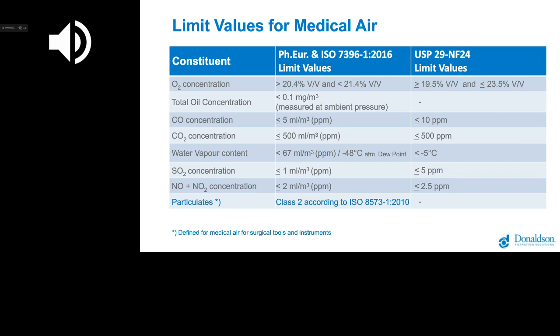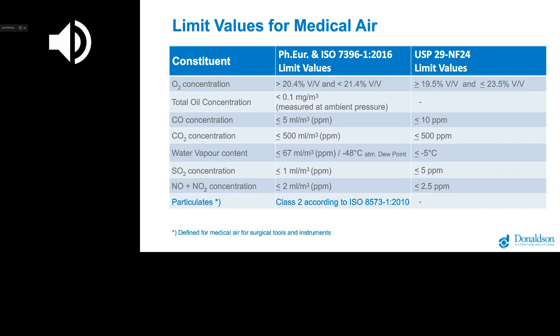With regards to the water vapor content of the air, within Europe the specification is for approximately minus 48 degrees C atmospheric dew point, whereas in the US it's at minus 5 degrees C atmospheric dew point. With regards to sulfur dioxide, we have a higher concentration again allowed in the US, and the NO and NO2 concentrations are very similar with just a slightly higher allowance in the USA.